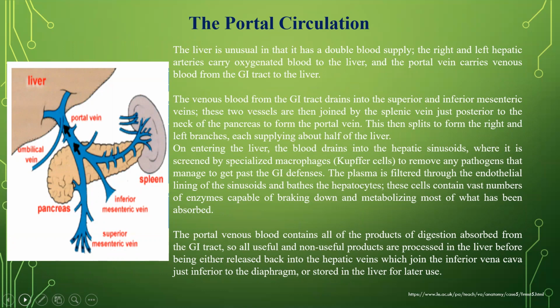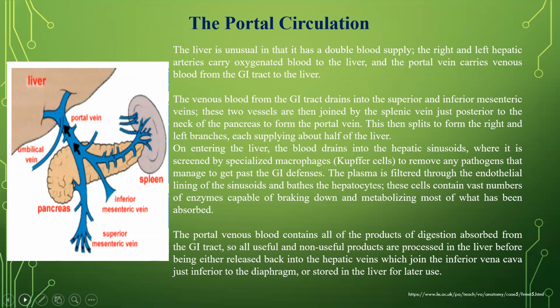The venous blood from the GI tract drains into the superior and inferior mesenteric veins. These two vessels are then joined by the splenic vein, posterior to the neck of the pancreas, to form the portal vein. This then splits to form the right and left branches, each supplying about half of the liver. On entering the liver, the blood drains into the hepatic sinusoids, where it is screened by specialized macrophages, Kupffer cells, to remove any pathogens that manage to get past the GI defenses.